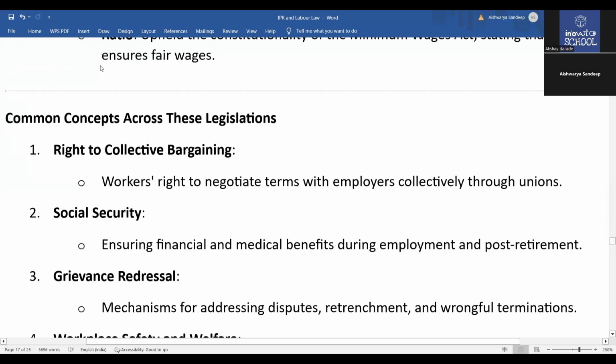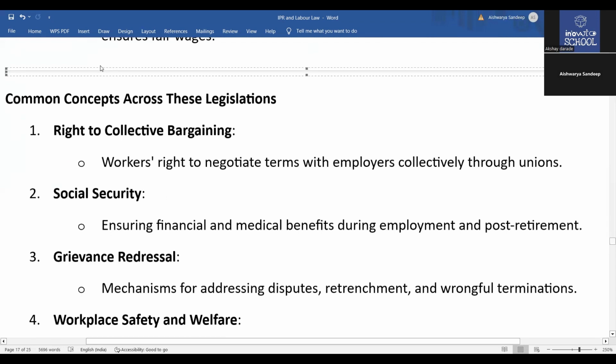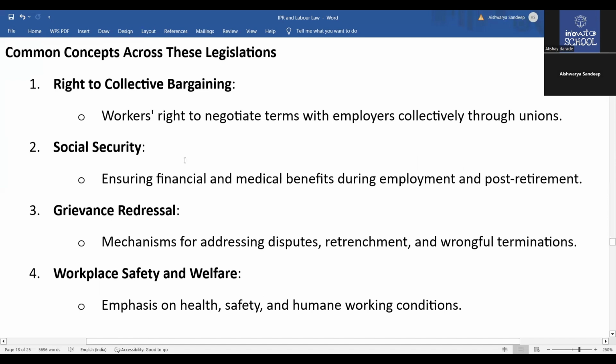So some common concepts that we have is, again, right of collective bargaining. That is, workers need to negotiate. They can come together and they can bargain. They can negotiate for what is right. Then comes your social security. It ensures that all the workers get the correct benefits during their employment and post retirement. Your grievance redressal, that is the mechanism for redressing disputes, retrenchment, wrongful termination. Your workplace safety and welfare gives emphasis on health, safety, and humane working conditions.